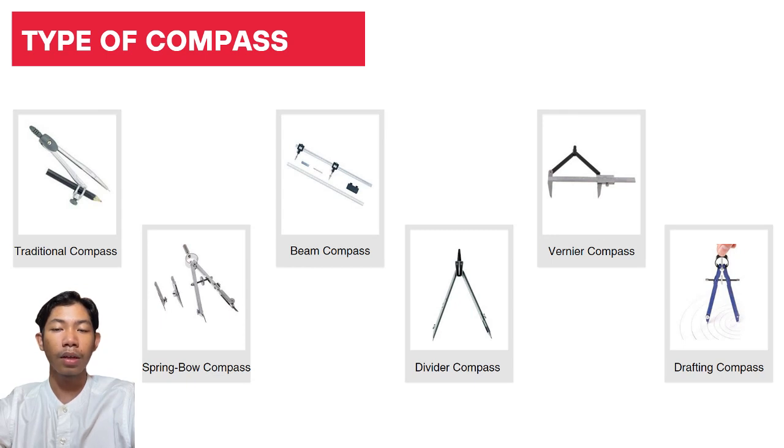Lastly, the drafting compass. The drafting compass has been designed for technical sketching and drafting. They frequently have a mechanical mechanism that allows for quick radius adjustment and accurate control of the drawing instrument. Architects, engineers, and graphic designers commonly use drafting compasses.